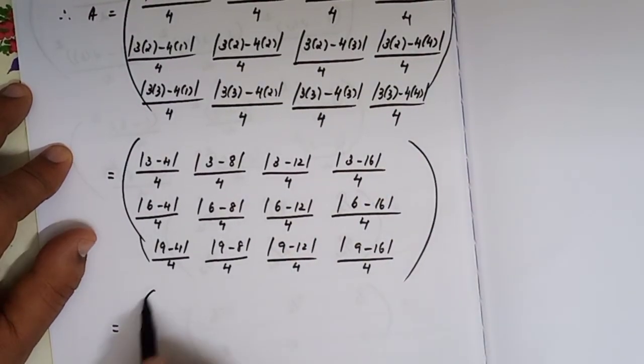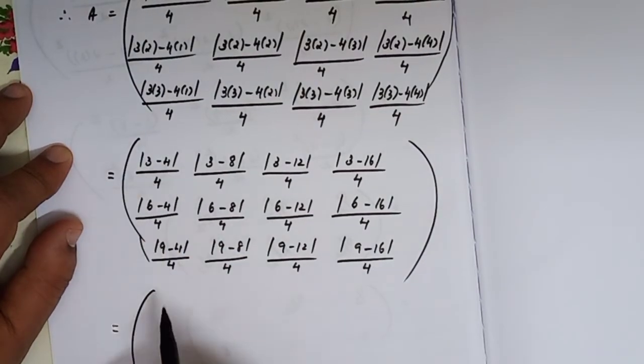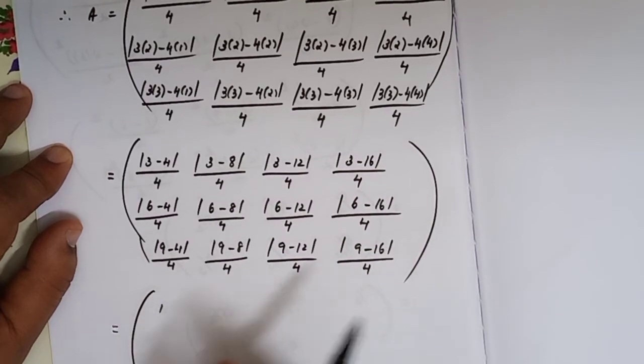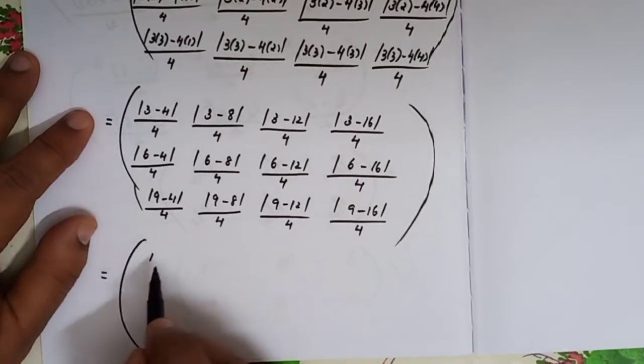That is equal to 3 minus 4 is minus 1. Minus 1 modulus is plus 1. It is an absolute value; modulus value cannot be negative. You have to write always positive 1. So 1 divided by 4.